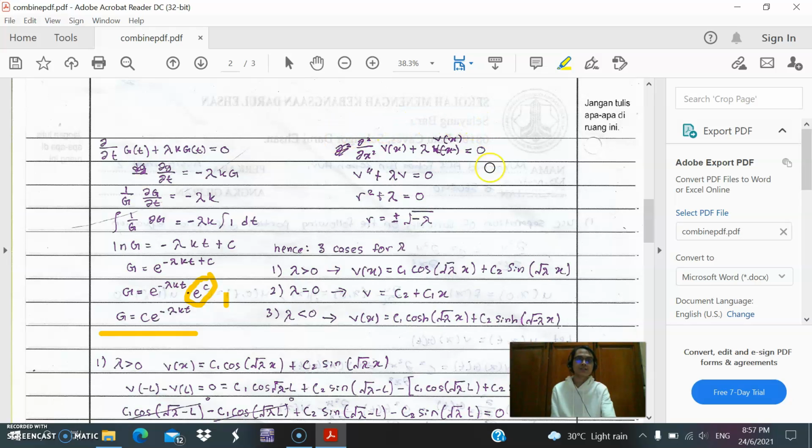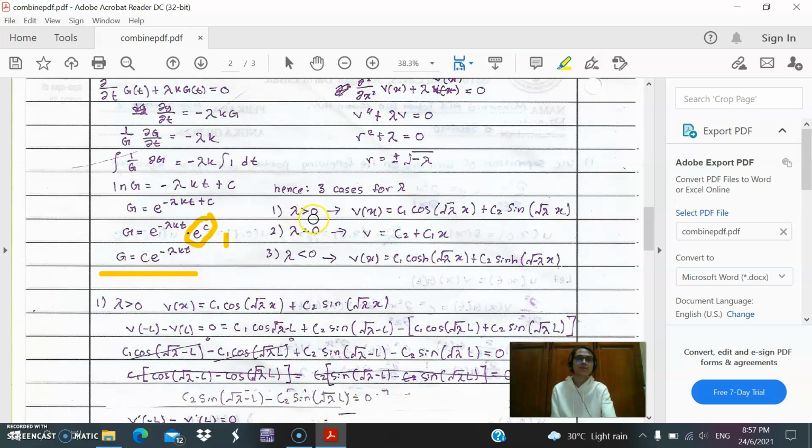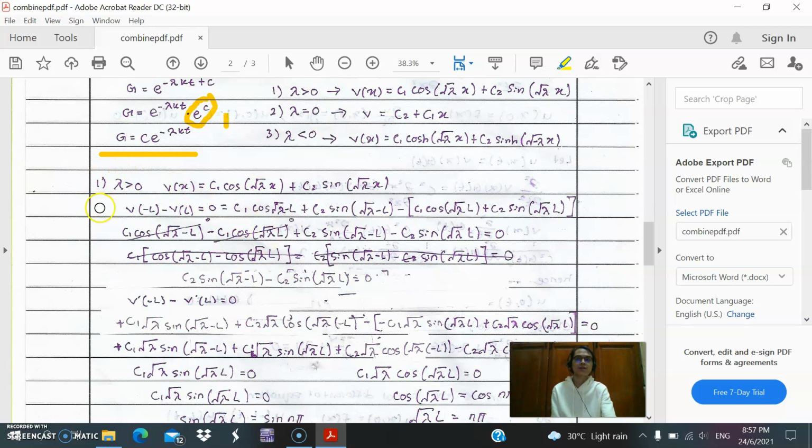So, kita nak cari V(x). Kita kena consider 3 cases for lambda. For lambda, first, lambda lagi besar daripada kosong. Second, lambda equals to kosong. Dan yang terakhir, lambda lebih kecil daripada kosong. So, kita buat yang pertama, lambda lagi besar daripada kosong.